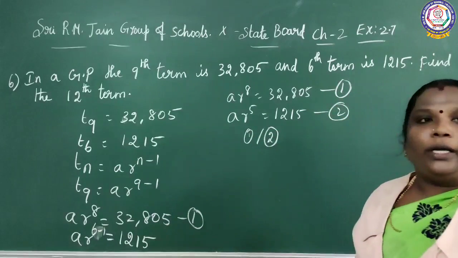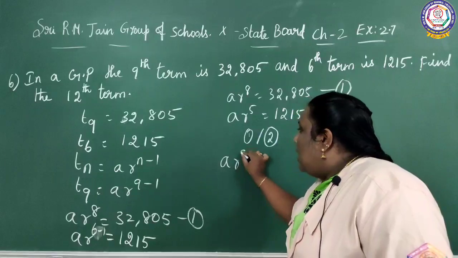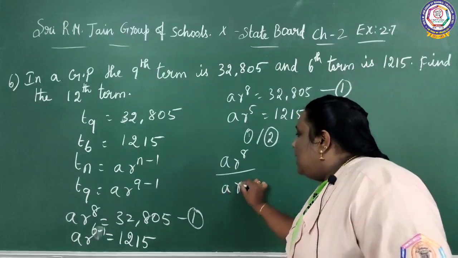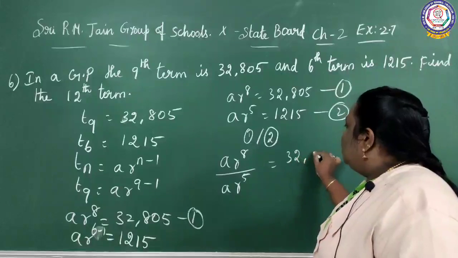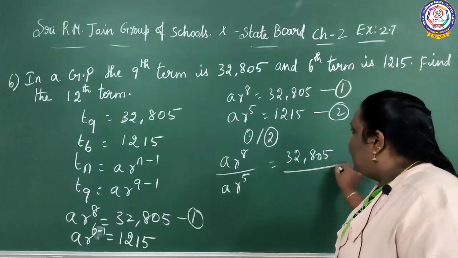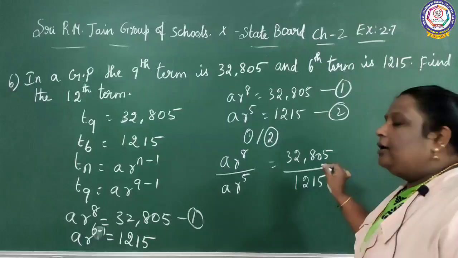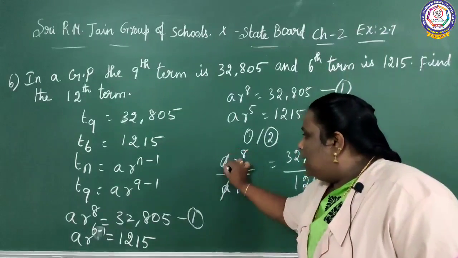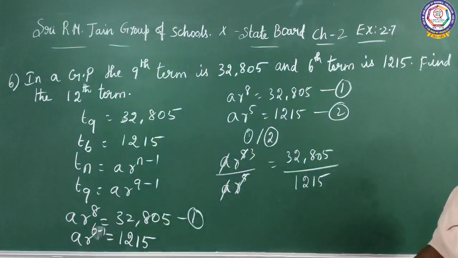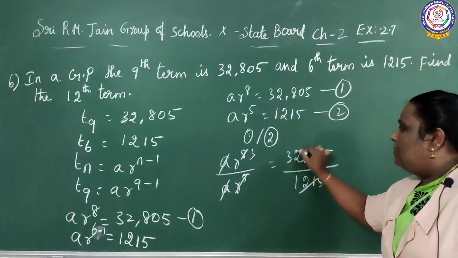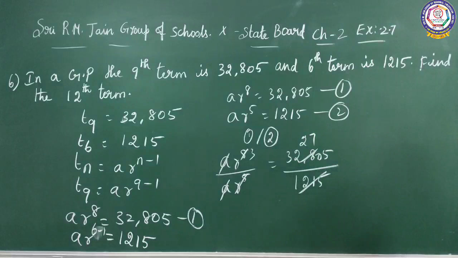What is the value you are getting? a r power 8 by a r power 5 equals 32,805 by 1,215. a gets cancelled. r power 3, this is r cube. You can do it in your upper column, everything. You cancel the value, you are getting the value 27.